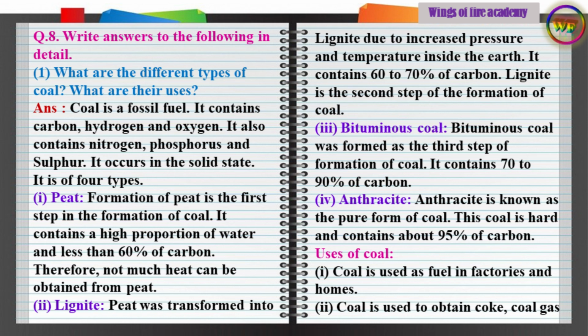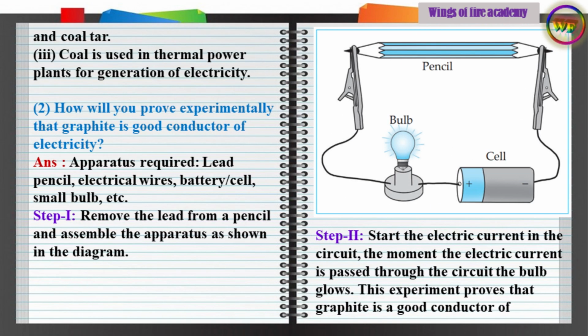Uses of coal. 1. Coal is used as fuel in factories and homes. 2. Coal is used to obtain coke, coal gas, and coal tar. 3. Coal is used in thermal power plants for generation of electricity.